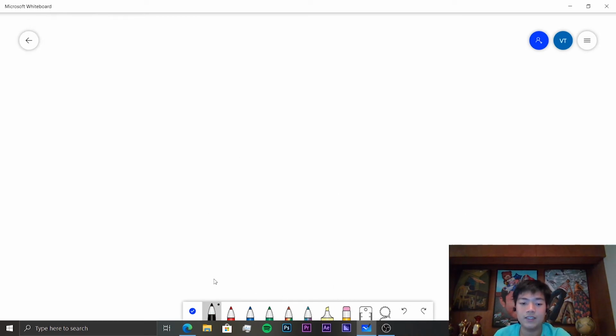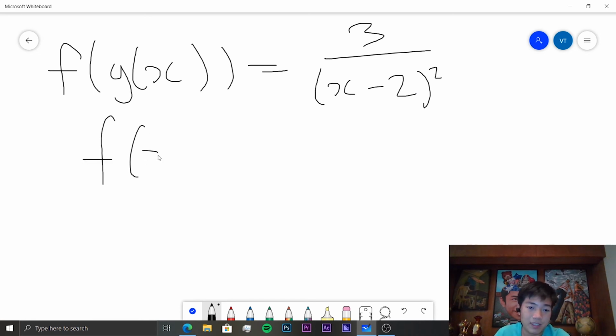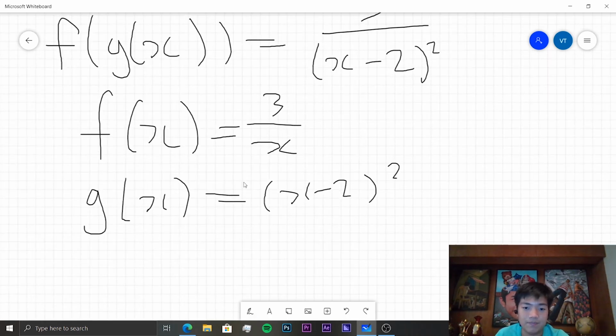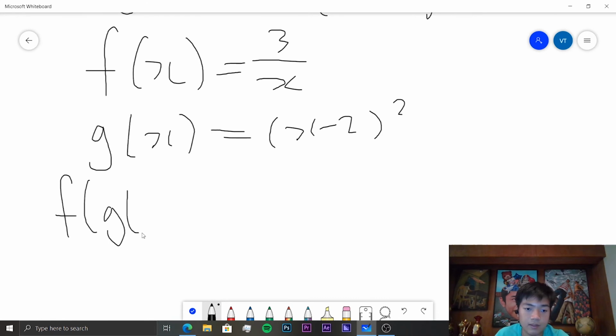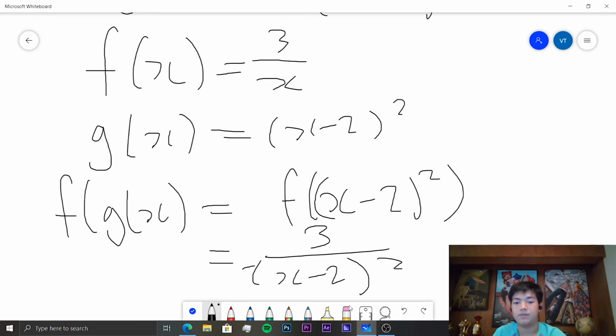And next we need to find a function. We need to find f of x and g of x, such that f of g of x is equal to 3 over x minus 2 squared. And I mean, this one can be pretty simple if we wanted it to. It can just be f of x is simply equal to 3 over x, and g of x is equal to x minus 2 squared. And so if we get f of g of x, well, this is equal to f of x minus 2 squared, which is equal to 3 over x minus 2 squared again. Pretty simple.